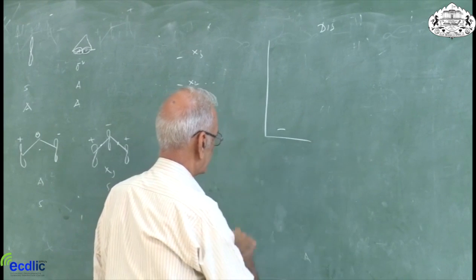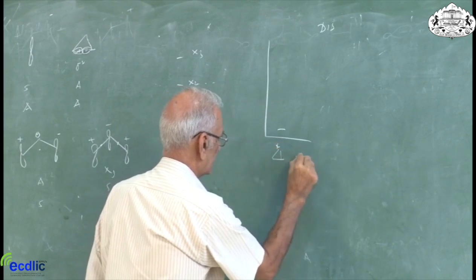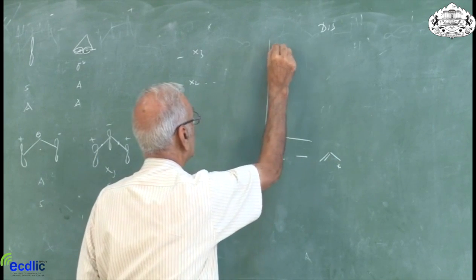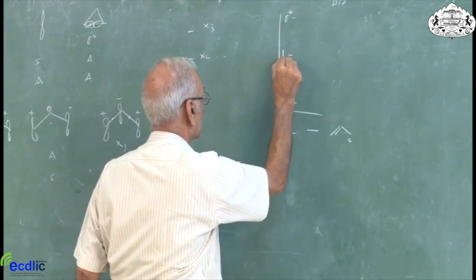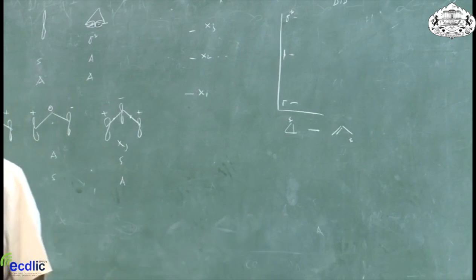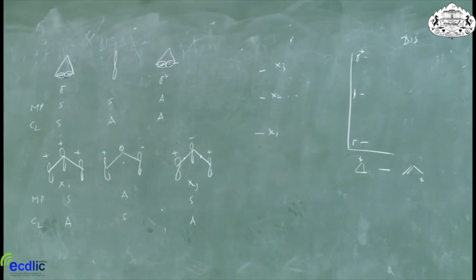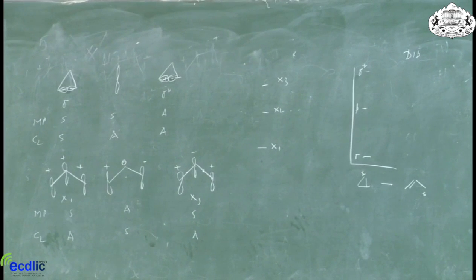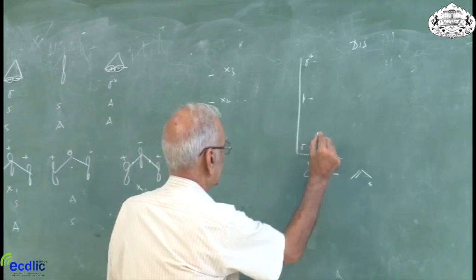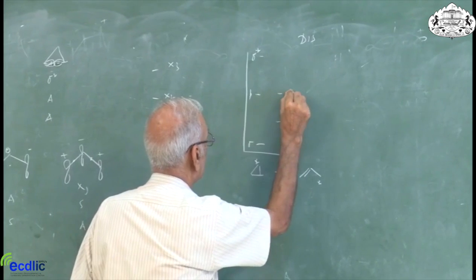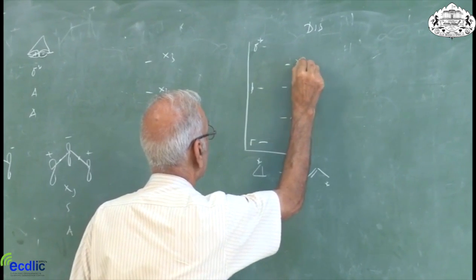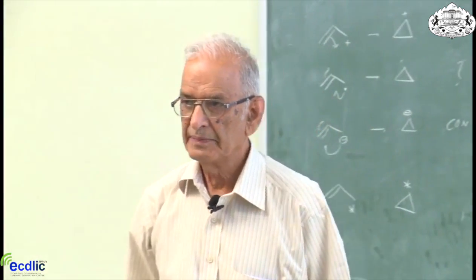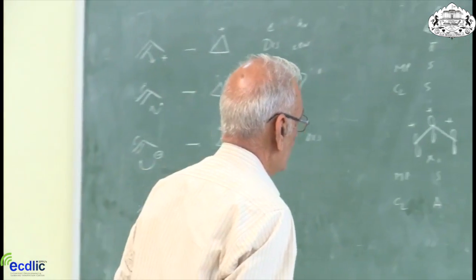Let me put it down. Cyclopropyl system going to allyl system. So, this is your sigma orbital, this is your sigma star orbital, and this is your p orbital. Sigma is bonding, sigma star is anti-bonding, p is non-bonding. X1, X2, X3.